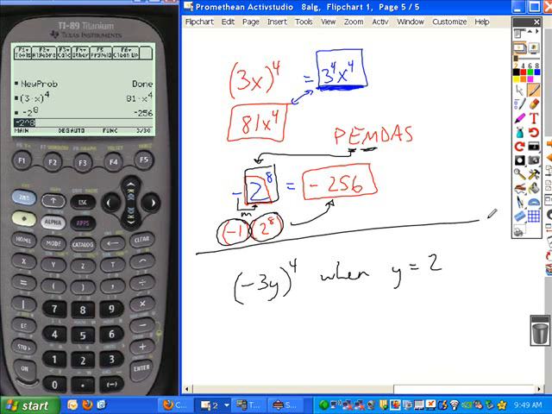What if it asks you to evaluate an expression given a certain value for your variable? I want you to see if you can come up with the numerical value for this expression when y is equal to 2.